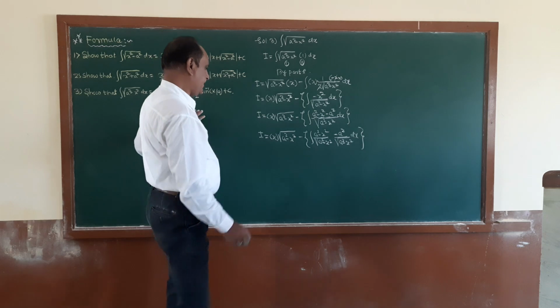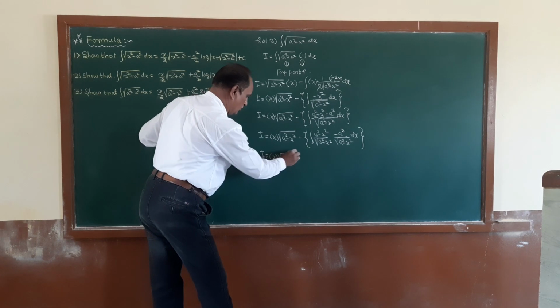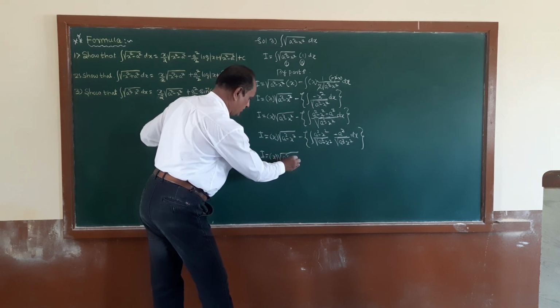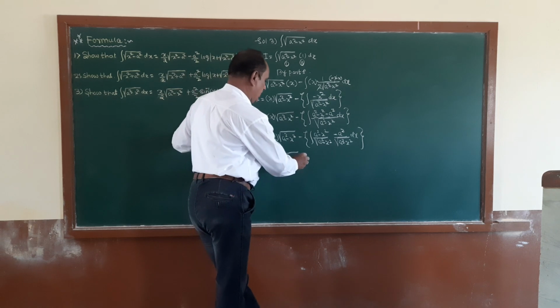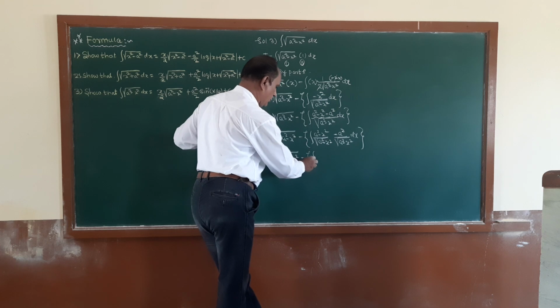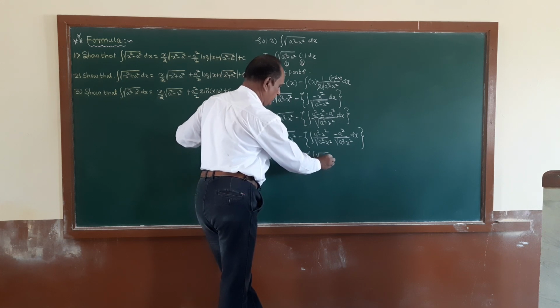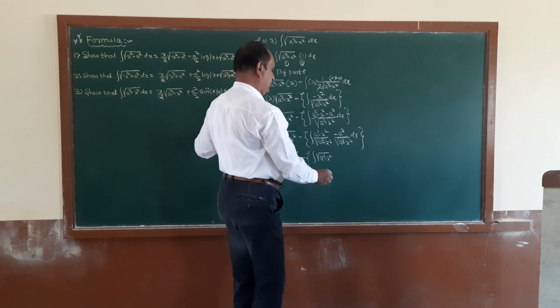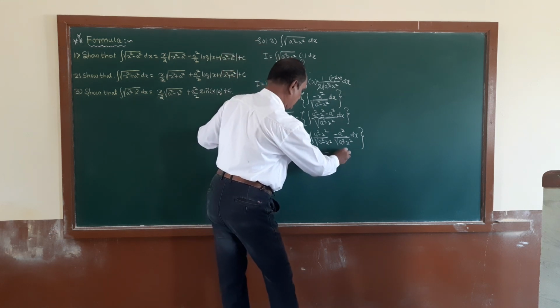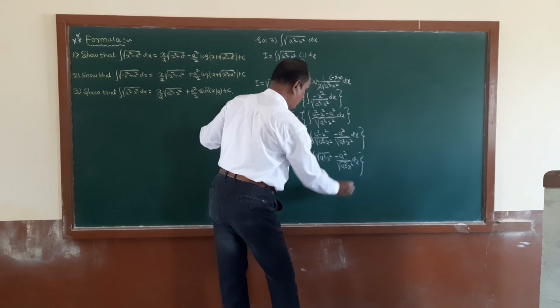Same on the same line. Therefore I is equal to x as it is into the root of a square minus x square as it is. So minus, inside the flower bracket, the integral of b divided by root b, simply root b, the square root of a square minus x square. Then the remaining term as it is, minus a square divided by the root of a square minus x square, into dx. So the flower bracket is complete.